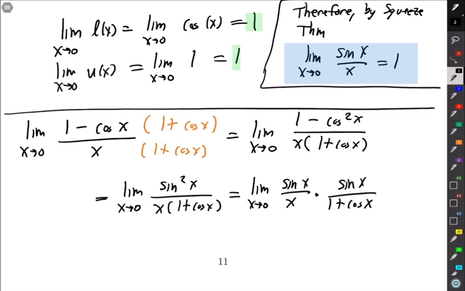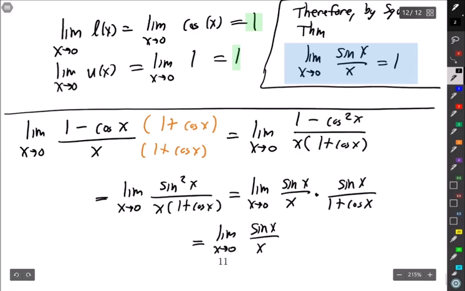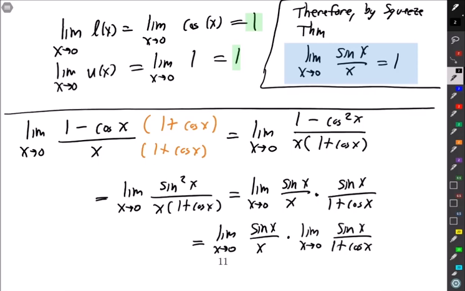I can now use my multiplication laws for limits. So the first term I get is the sine x over x term, and then times the limit of the second factor there. Now, as we go to 0, we know sine x over x goes to 1. We needed that this limit existed in order to be able to apply the multiplication rule here. And this other function is continuous. As x goes to 0, sine goes to 0, cosine goes to 1. This goes to 0 over 2. So the whole thing goes to 0. And that's what we're looking for, the second trigonometric limit here.